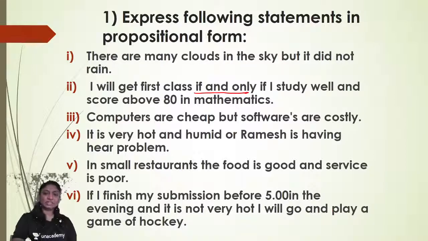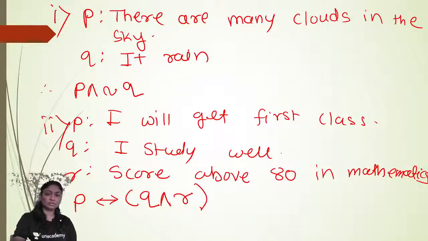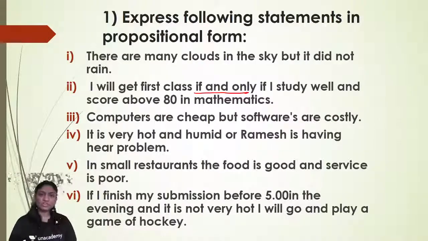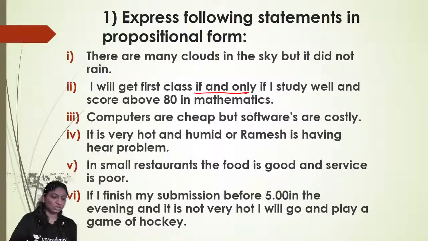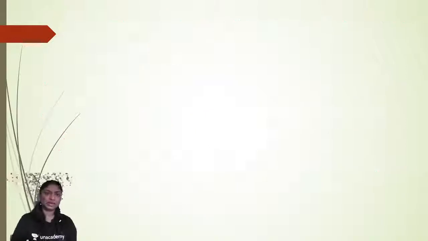Now we can write this. So first of all, you have to recognize which logical connective is used here. Computers are cheap but softwares are costly. So instead of "but" here, which logical connective can we use? Computers are cheap but softwares are costly. So "but" means here "and", right? We can write here an AND statement.